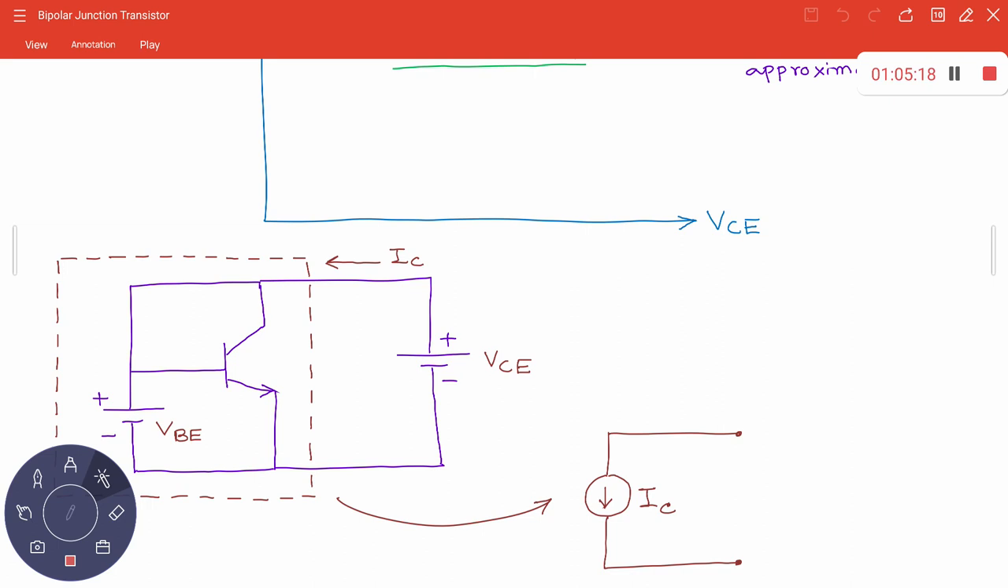I'm having this NPN transistor, right? NPN transistor, this is your N side, this is P side, this is N side. Emitter, base, collector. And this base emitter junction is followed by the PN. So P side is having more positive voltage with respect to the N side. Right?